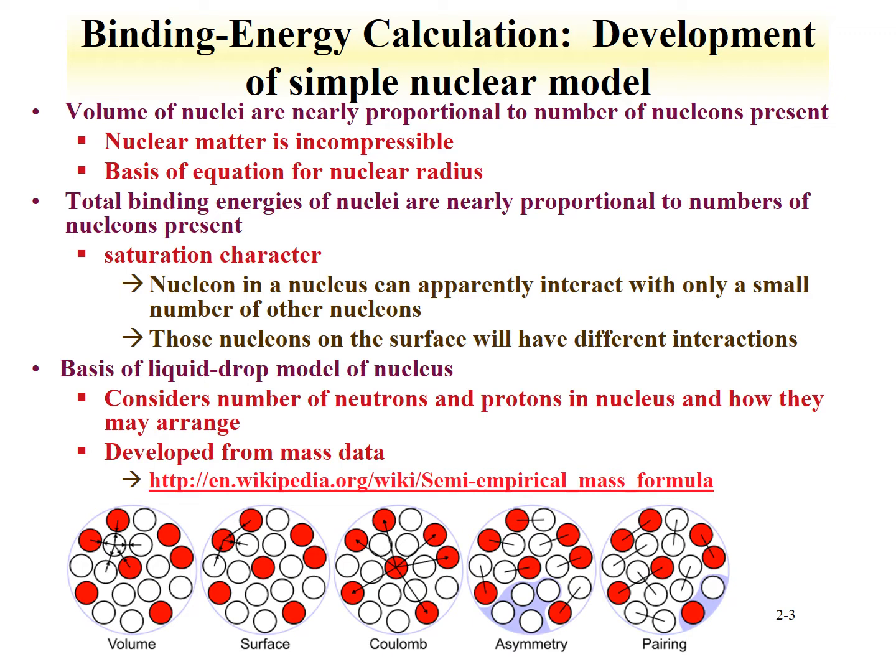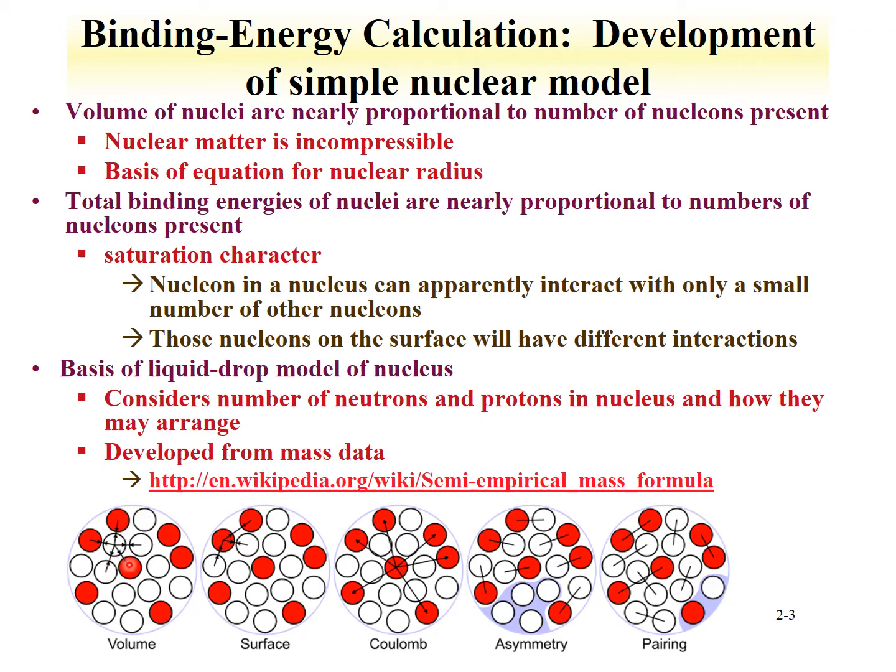This is all developed from mass data, and you can get some information from this web link here. Fundamentally, what this describes is that nucleons are going to have different interactions if they're in the volume. If they're in the middle of this drop, they're saturated. If they're on the surface, well, they're not completely saturated. They've got some interactions here, but nothing out over here.